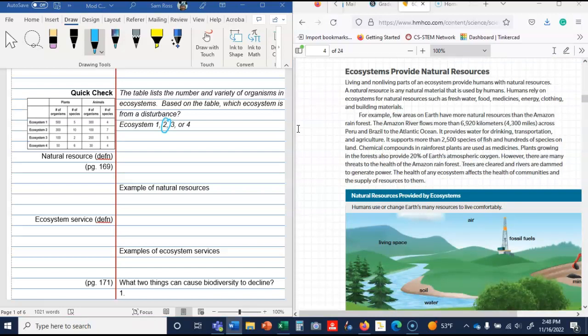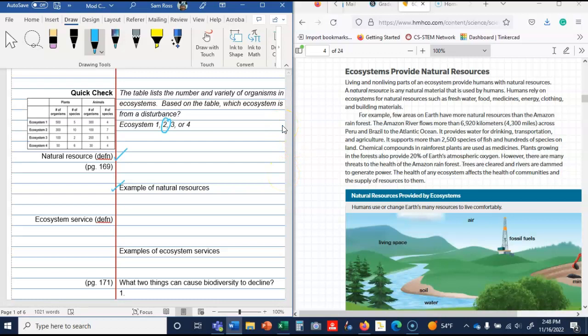A natural resource is any natural material used by humans. And then examples of natural resources: fresh water, food, medicines. It says humans rely on ecosystems for natural resources such as fresh water, food, medicines, energy, clothing, and building materials. So I would list those as my examples.